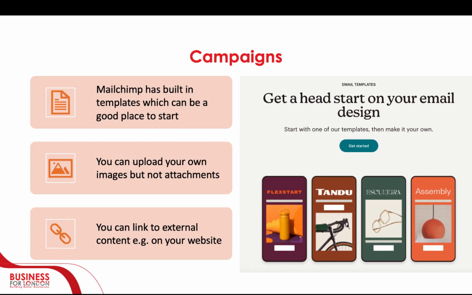The emails themselves are called campaigns, and Mailchimp has a number of built-in templates which can be a great place to start. You can upload your own images to make it more branded. You can't upload attachments though, a document for example, or an image to a campaign. What you can do is you can link to external content such as a download from your website. You could have a PDF for example, which might be the ebook we were talking about.